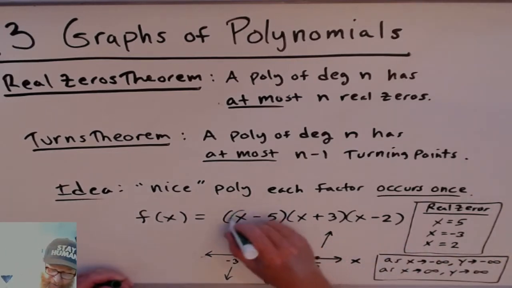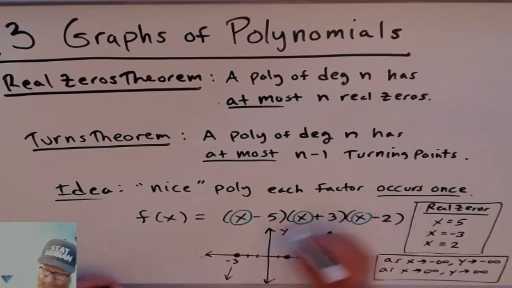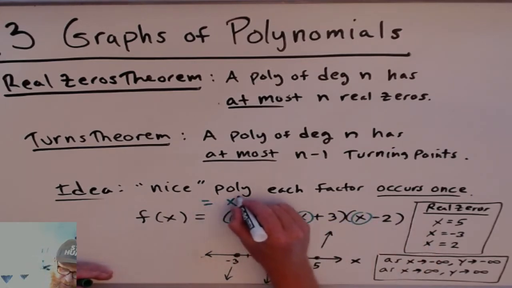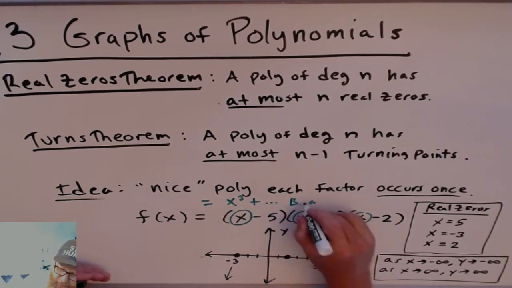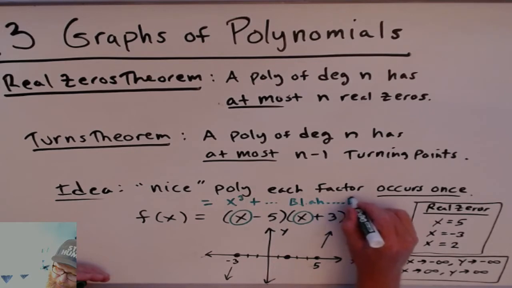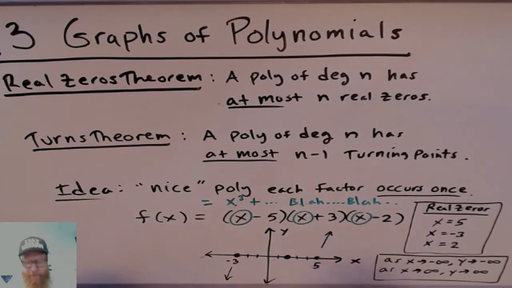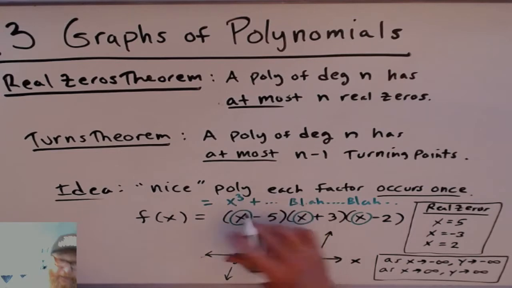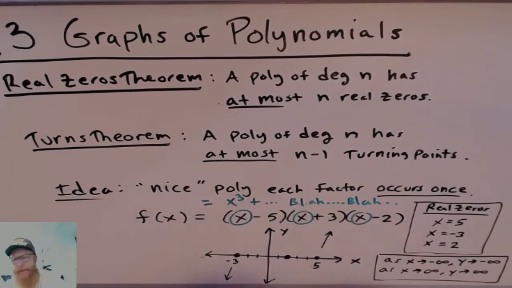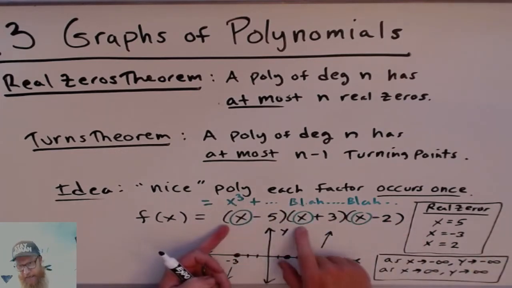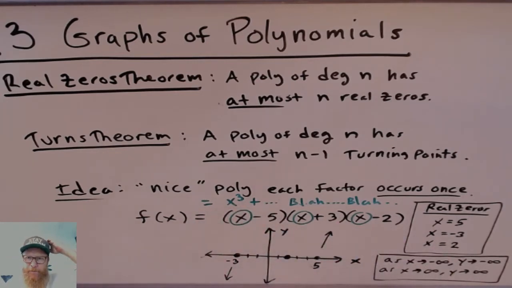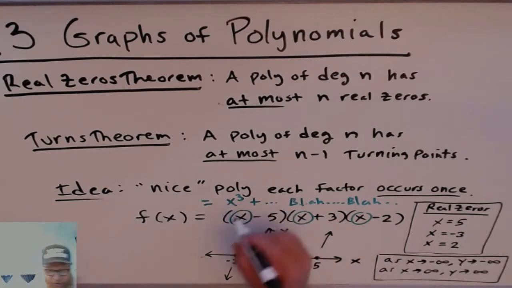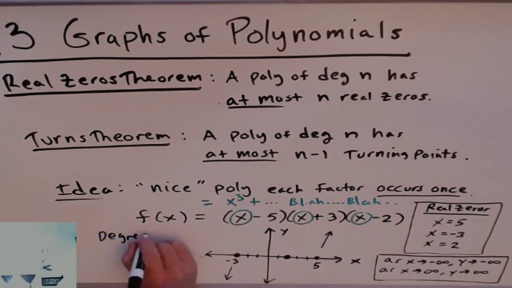I get that from the fact that if you multiplied these all together, the leading term would be x cubed. And I don't care about the rest of the terms. I wrote that in green because you don't really have to do that. You can just do that mentally. You can look at it: x times x times x, that's x cubed. So you know that the right arrow is going up, left arrow is going down. And so this is degree 3.